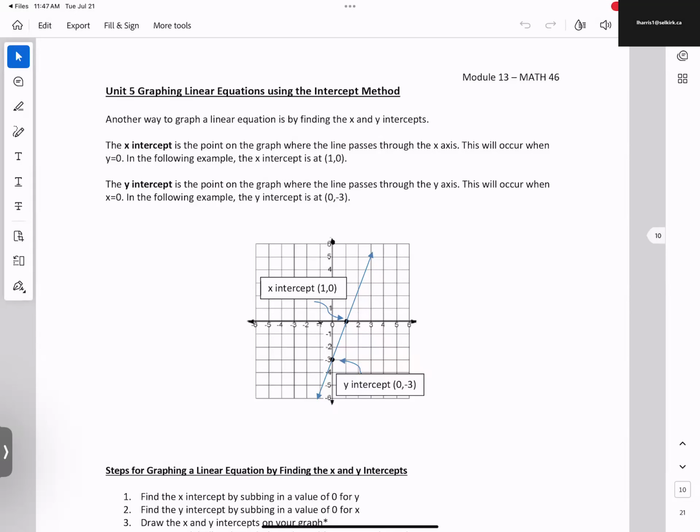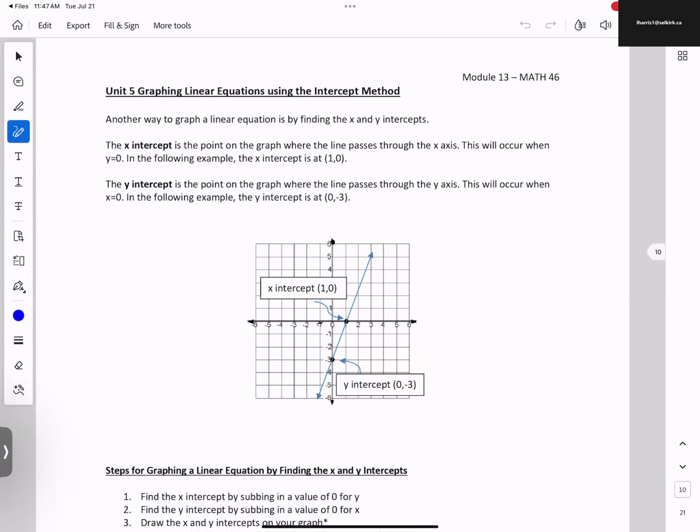So in Unit 5, we learn how to graph a linear equation using another method, which is the intercept method. And this is really just a specific form of a table of values where the values that you use are the x and y intercept.